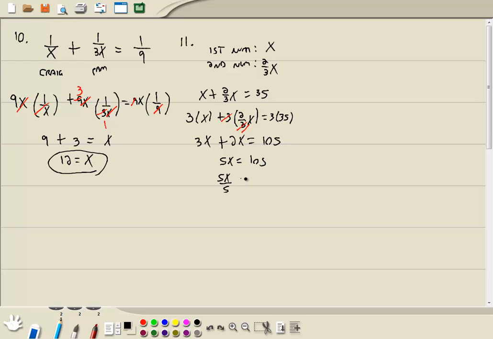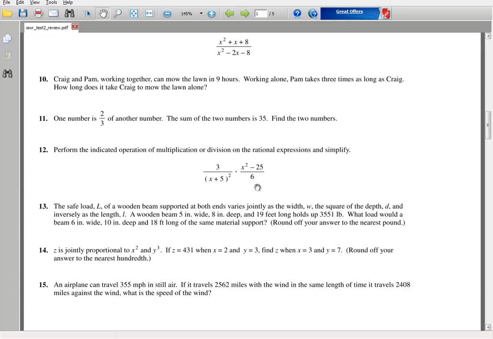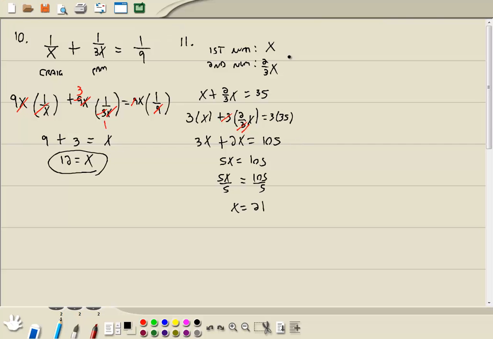Divide both sides by the number in front of your x, which is 5. And 105 divided by 5 gives us 21. So that'd be our first number. Find the two numbers. So this one's 21. Together they add up to 35. Which means if this is 21, the other one has to be 14, I guess. You could also take 2/3 times 21 to get that result. But 21 and 14 are our two numbers.